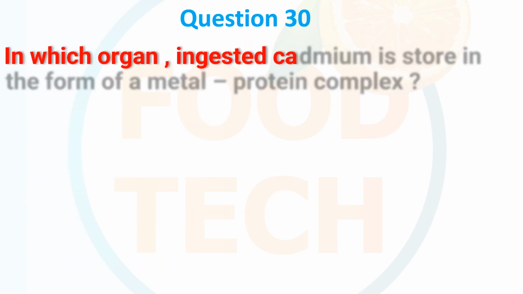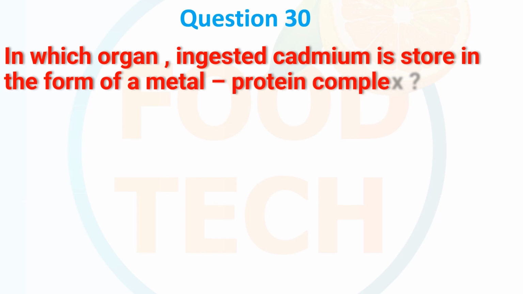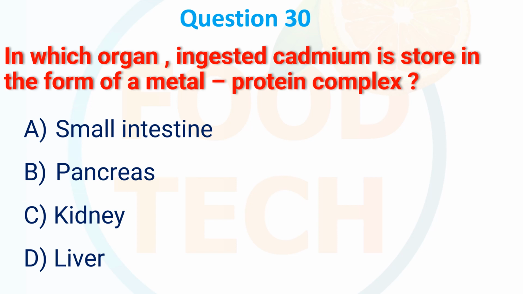In which organ is ingested cadmium stored in the form of a metal protein complex? A. Small intestine. B. Pancreas. C. Kidney. D. Liver. The answer is C. Kidney.